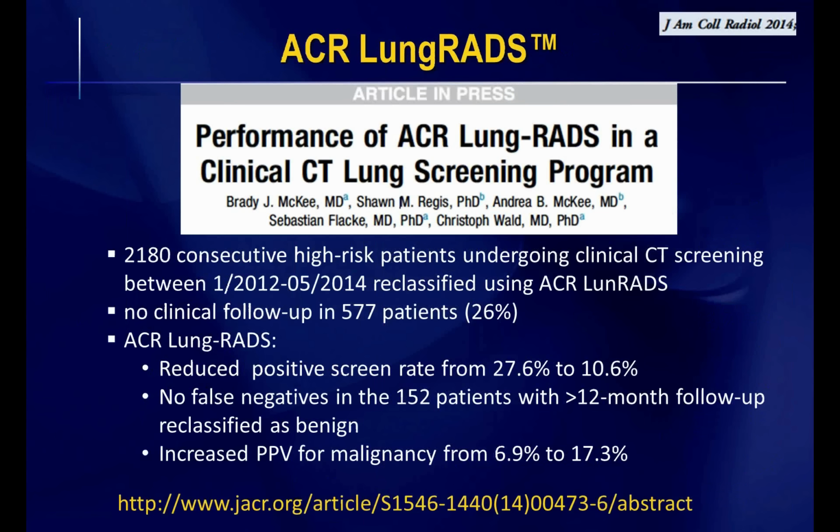Lung-RADS has been applied in the Cleveland Clinic population, where Dr. McKee and colleagues applied it to over 2,000 high-risk individuals undergoing CT screening in their practice. They showed that Lung-RADS reduces the positive screen rate down to near 10%, with no false negatives in the patients they followed for more than 12 months, and an increasing positive predictive value for malignancy.